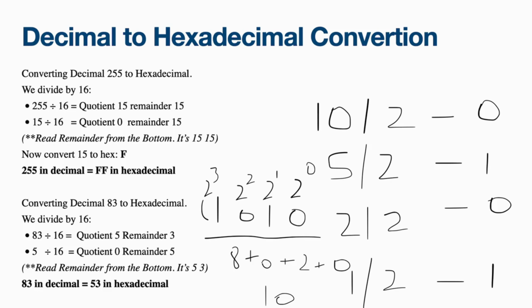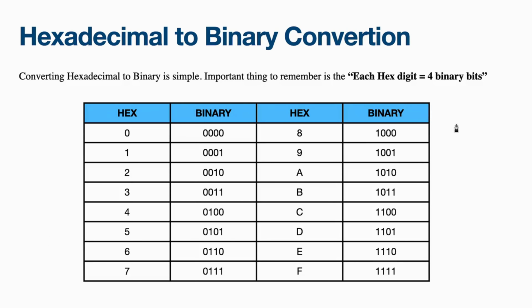In this way you can convert any decimal number to a hexadecimal or a binary number. Now coming to the hexadecimal to binary conversion, converting a hexadecimal to binary is very simple. Important thing to remember is each hex digit is equal to 4 binary bits. And how did I come to this conclusion? Because the highest value of a hex digit is F, which is equal to 15. And for 15 to be represented in binary, we need 4 bits. Hence, each hex digit can be represented in terms of 4 binary bits.